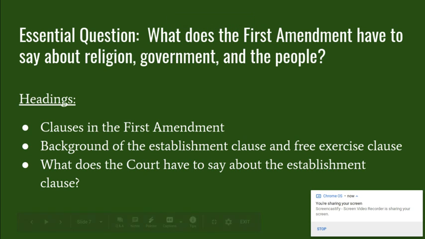Today's essential question is, what does the First Amendment have to say about religion, government, and the people? So, as always, when we work through our essential questions, I always like to provide you some guideposts, or some headings that are going to be really helpful for you in organizing your notes and your thinking about this topic. And I have bullet pointed those headings below here on the slide.